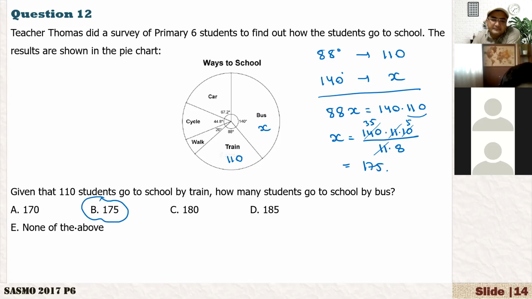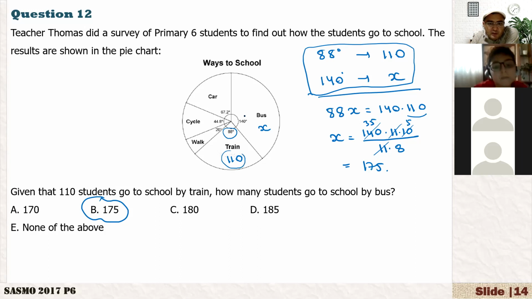Nargis, why did you get E? I found 108. No, the answer is 175. Did you solve like this? No. You should solve like this. So 88 represents 110 people. The question is, how many students does 140 degrees, actually not percent, degrees, represent? And after you cross multiply and solve it, that's it. Oh, okay, that's easy. Good.